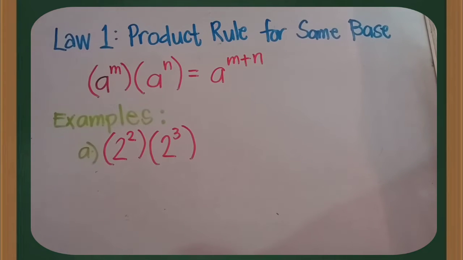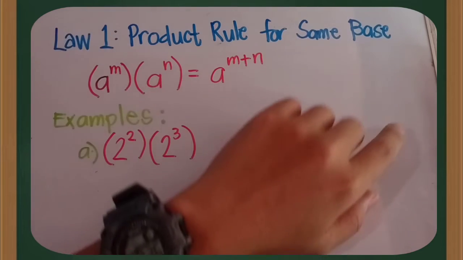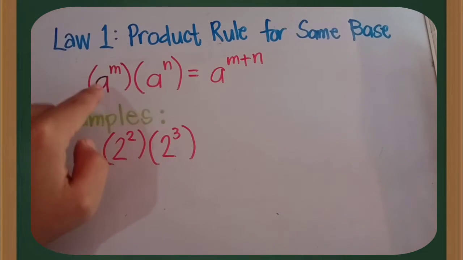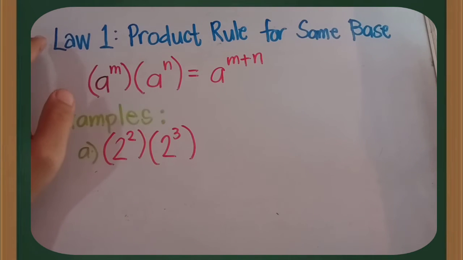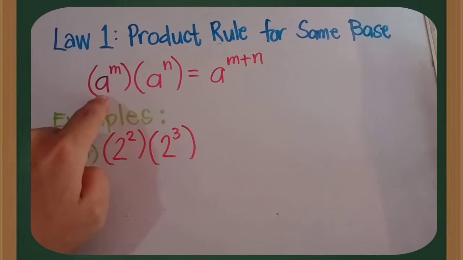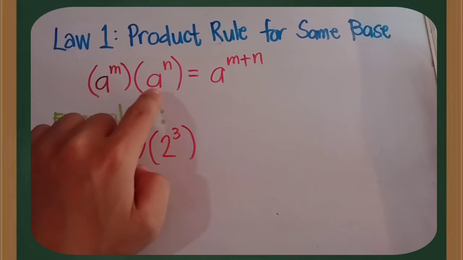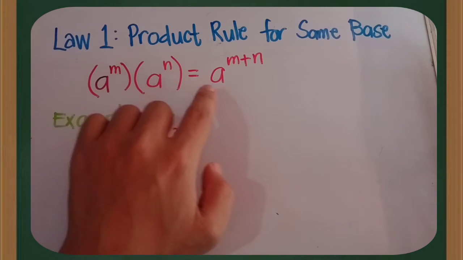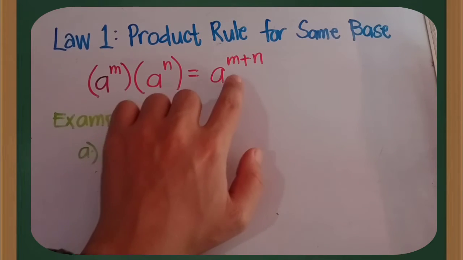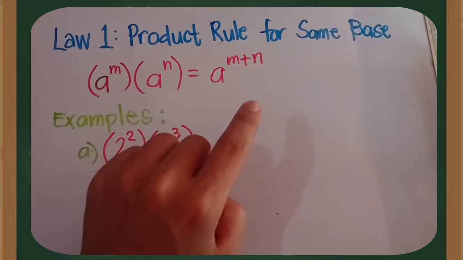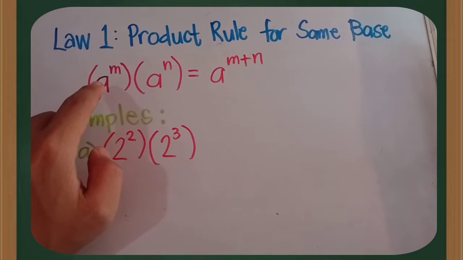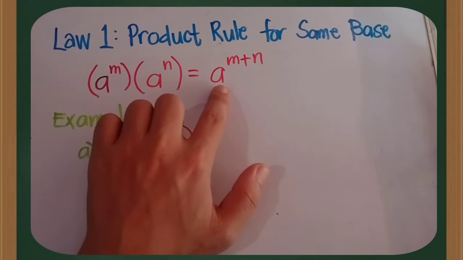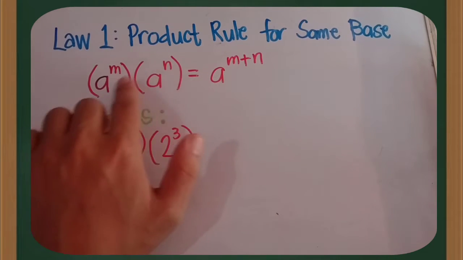Now, let's have the first law, which is the product rule for same base. Let's assume that A, M, and N are real numbers. This law states that A raised to the power of M times A raised to the power of N is equal to A raised to the power of M plus N. So, if we multiply two expressions having the same base, all we need to do is to copy the common base and add their exponents.